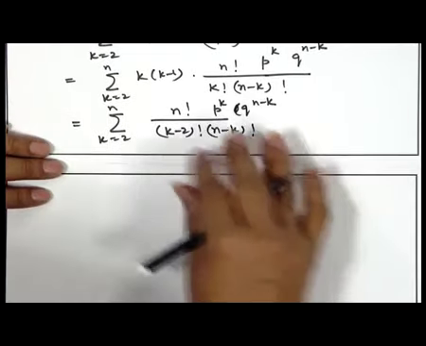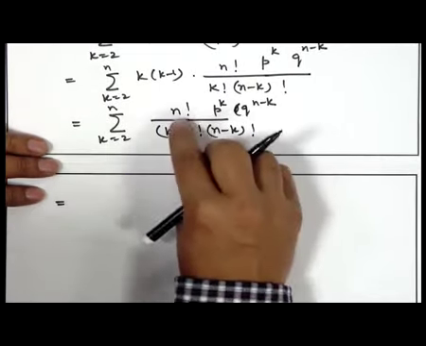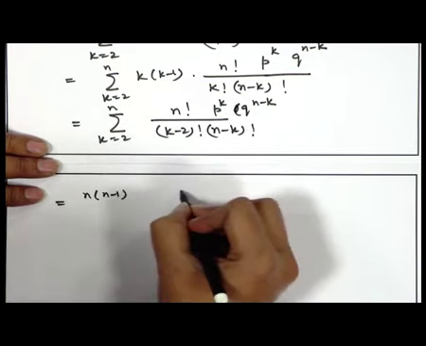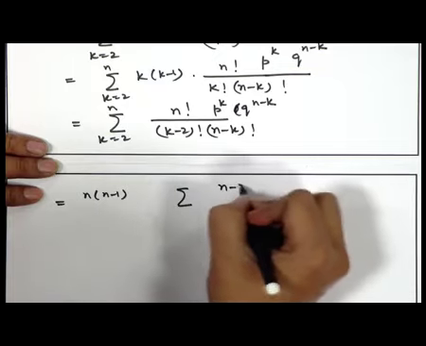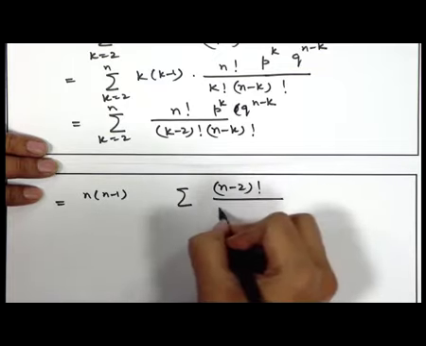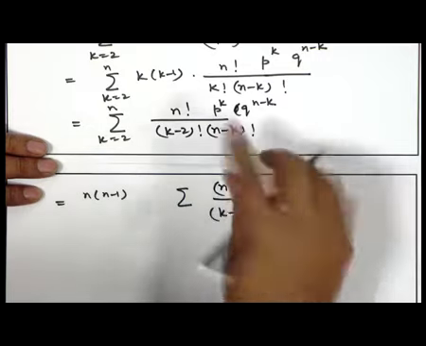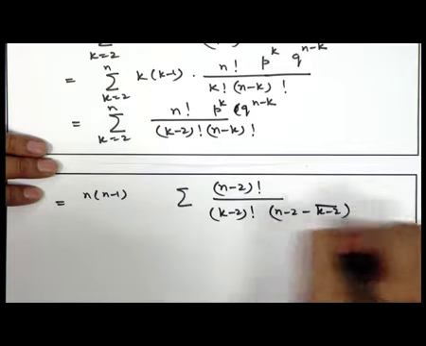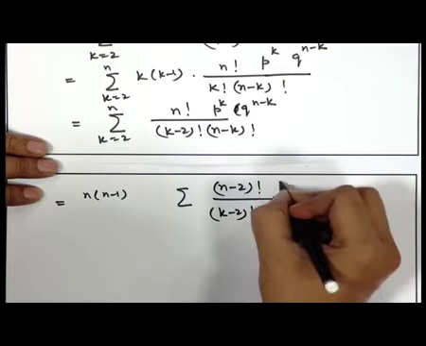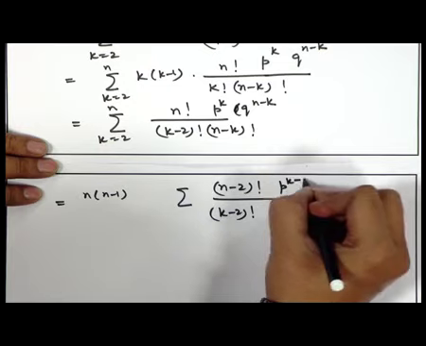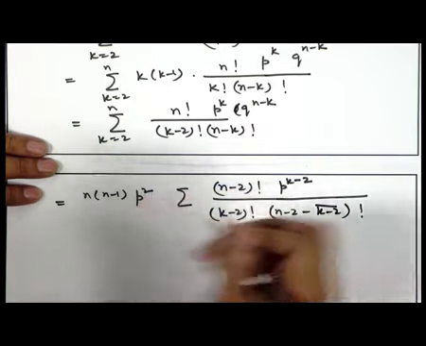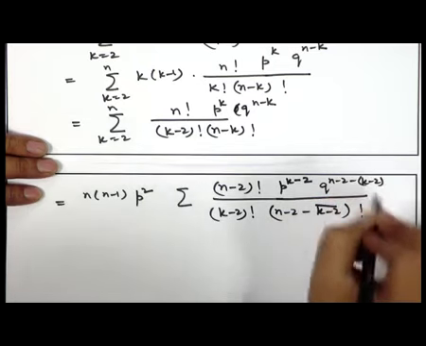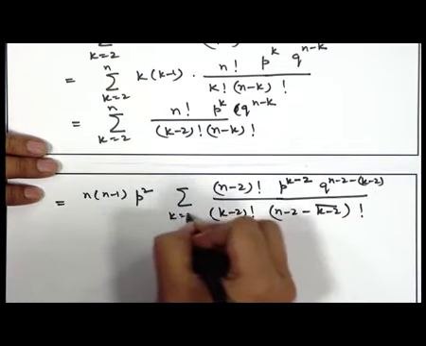In order to resolve this, I consider the breakup like this. n factorial I write as n into n minus 1 into n minus 2 factorial, divided by k minus 2 factorial, and this term can be written as n minus 2 minus k minus 2 factorial. This I write as p to the power k minus 2, and p square I write outside, into q to the power n minus 2 minus k minus 2, k equal to 2 to n.